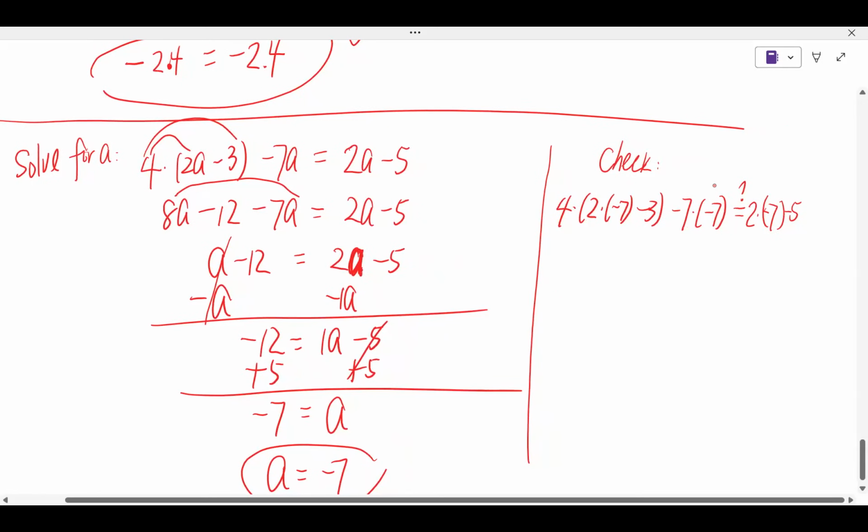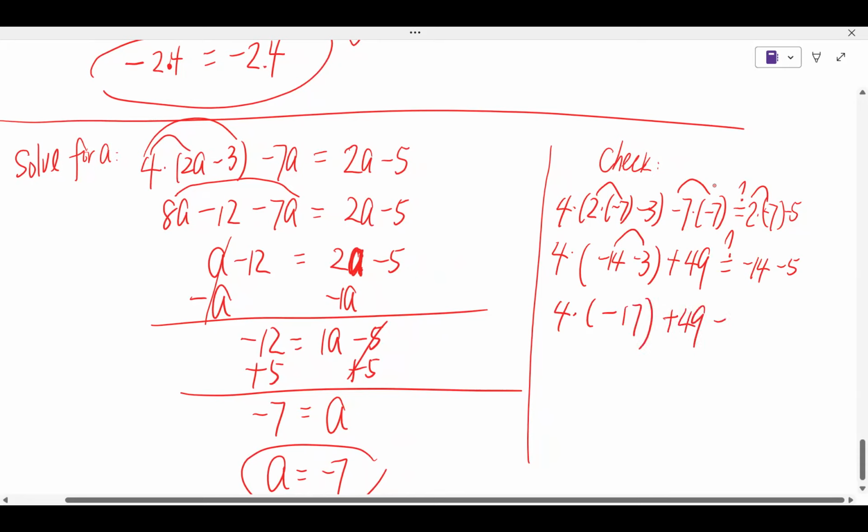Now from here, we're going to multiply those two. So 2 times -7 is -14, minus 3. And here's the -7 times -7, two negatives is positive. 7 times 7 is 49. On the right, 2 times -7 is -14 minus 5. Now combine those two numbers, right? Keep the sign, adding 14 and 3, 17, plus 49. And on the right, -14 minus 5 is -19. Keep the sign, add the numbers.